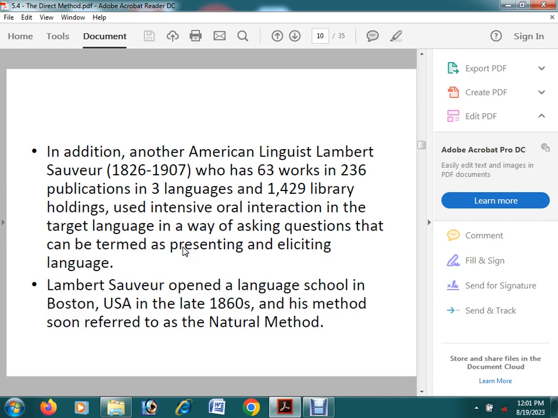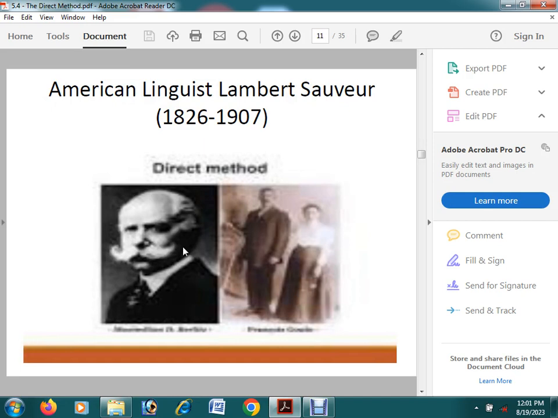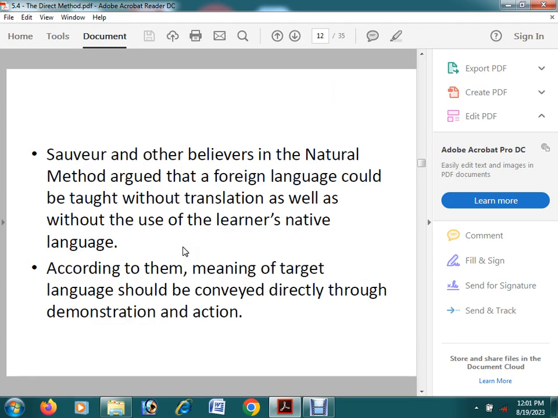So like Francois Gouin, Sauvé also wrote many essays, and he established a school, and there he taught not following the grammar and translation, but following the natural method. So the third linguist in this category, Sauvé, also initiated a language teaching and learning method that can also be called the natural approach. So Gouin, Lambert Sauvé and Montaigne supported something quite contradictory, quite opposite to GTM, and for this reason this method is called the direct method.